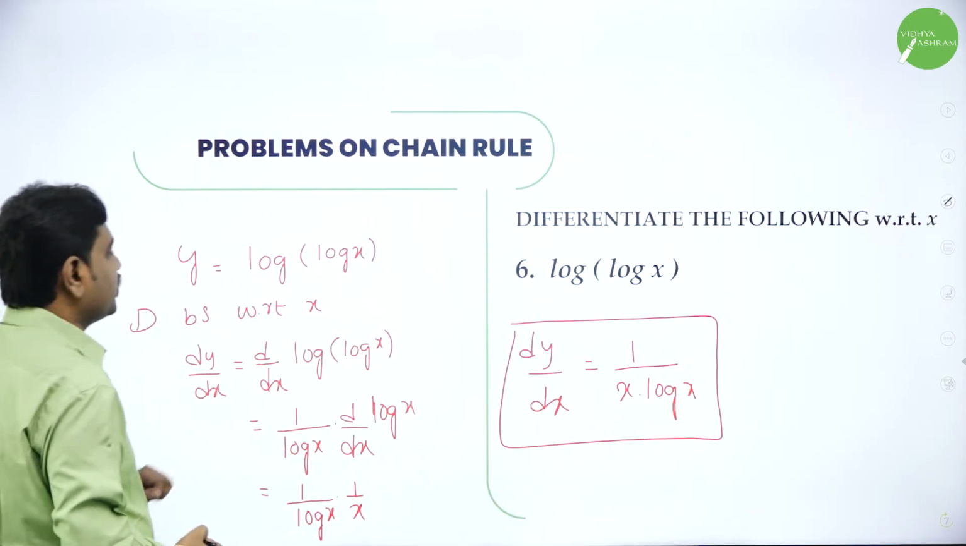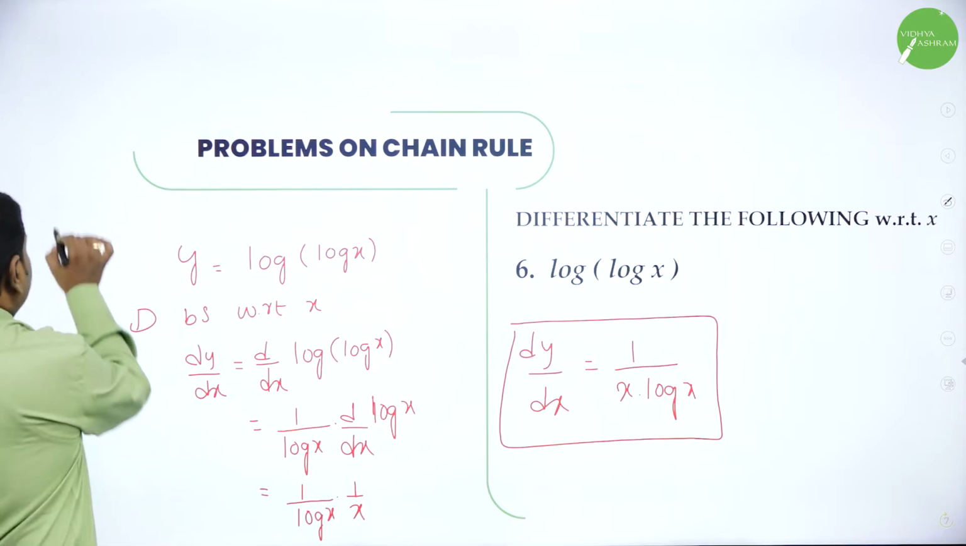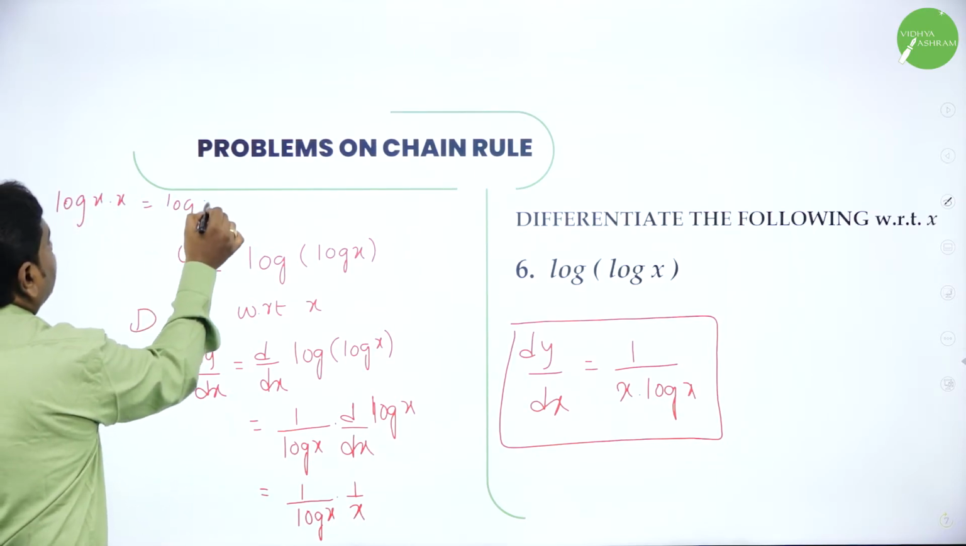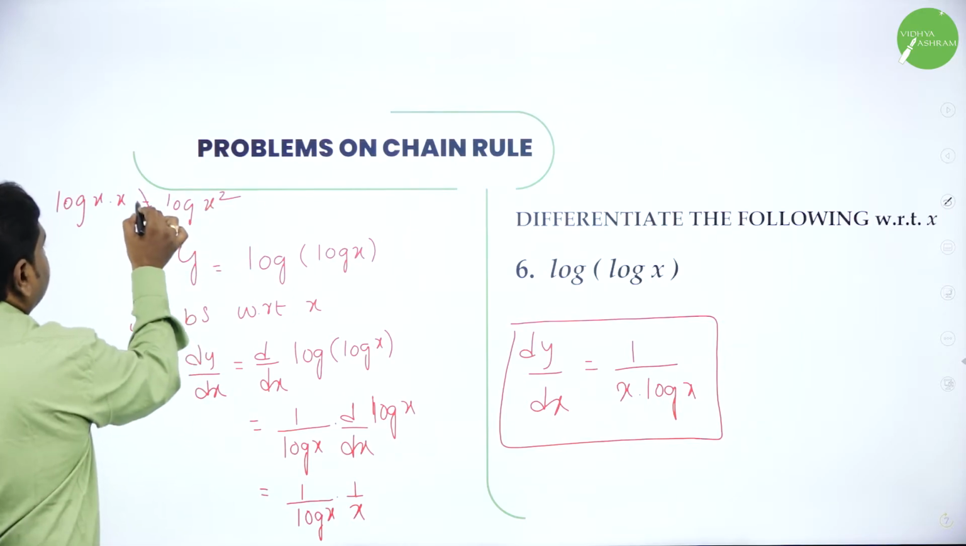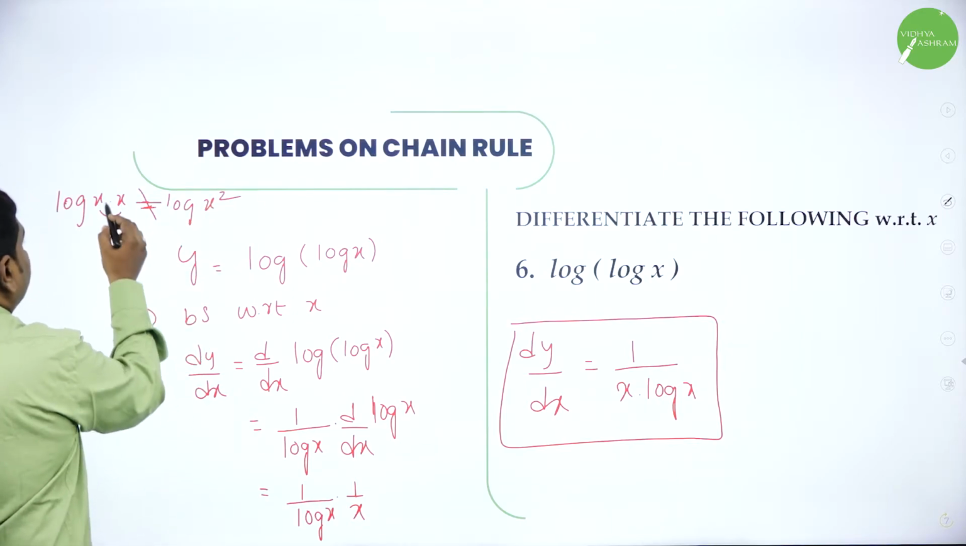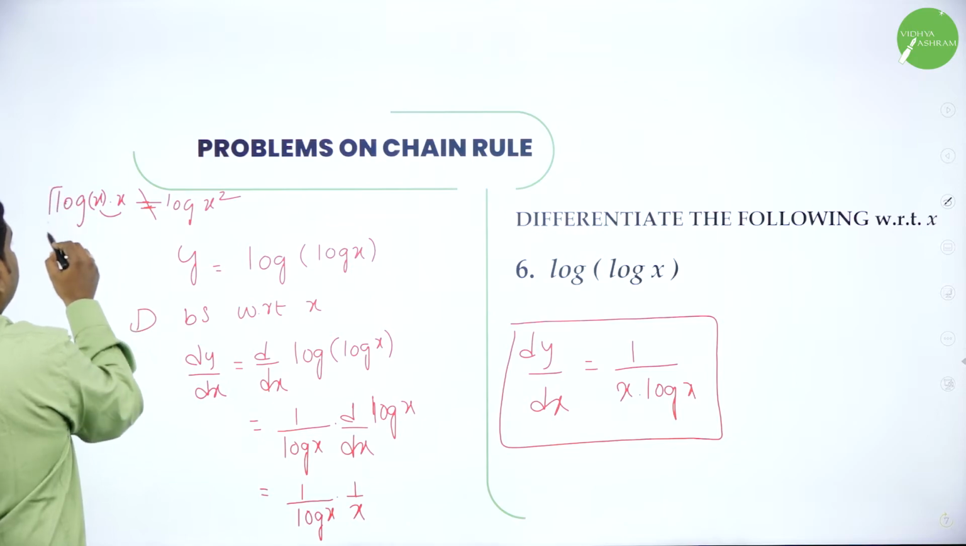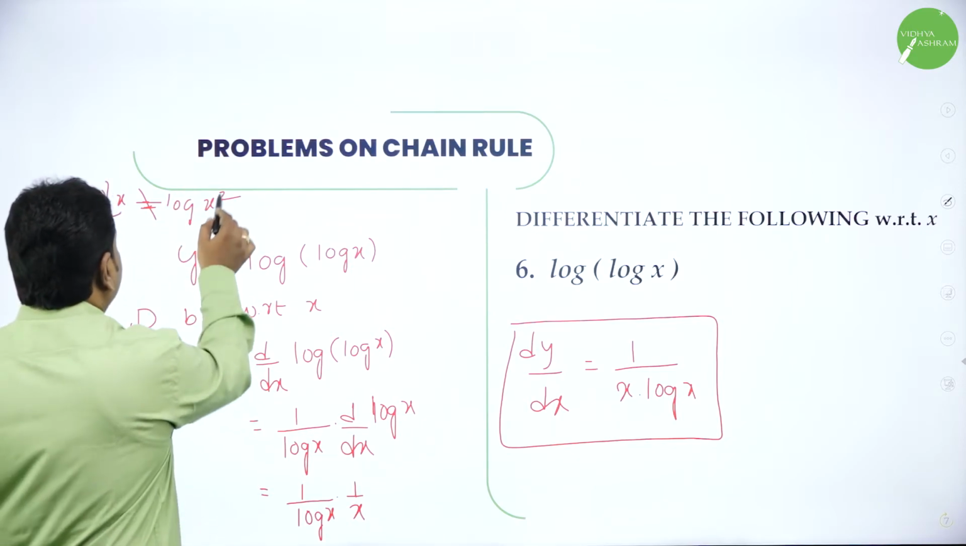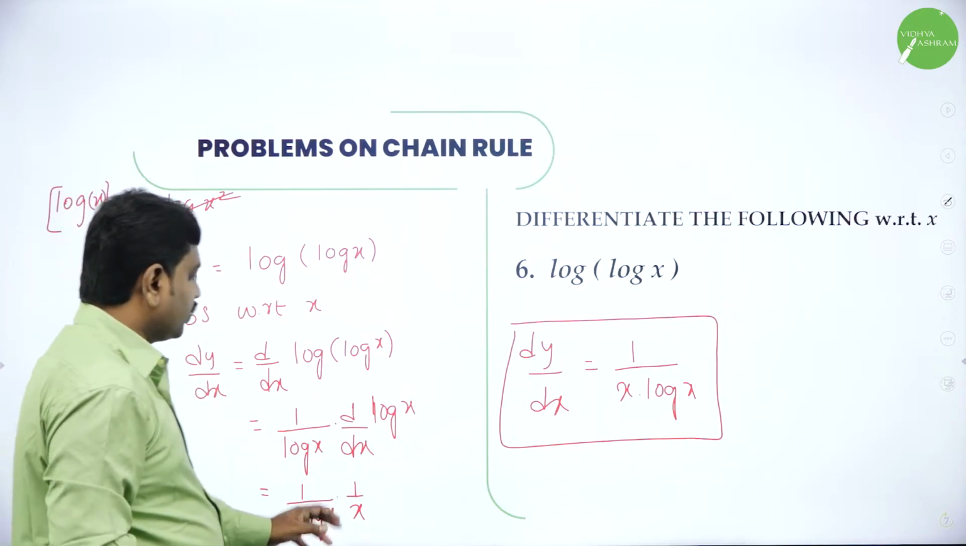What is the probable mistake students will do? Students will write log x into x as log x square. So this is wrong. This is not equal. These two I cannot multiply. This is inside log. This is a separate function, and this is separate. So it will not be log x square. This is wrong. So log x into x is x log x.